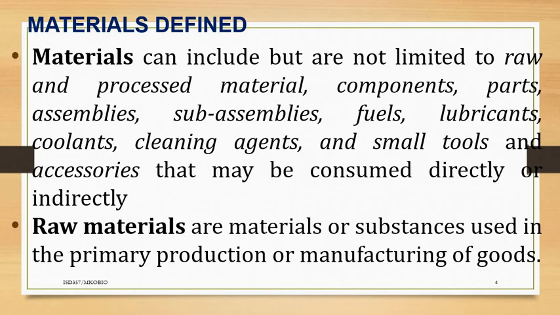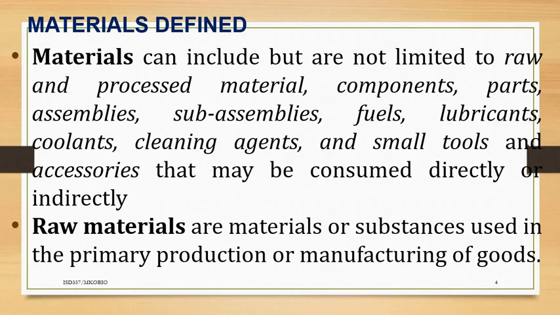So what then is materials? Materials include, but are not limited to, raw materials and process materials, components, parts, assemblies, sub-assemblies, fuels, lubricants, coolants, cleaning agents, and small tools and accessories that may be consumed directly or indirectly. So when we talk of materials, you are not only talking of raw materials, but any form of material that makes sure that the effective running of the business becomes their top priority. That makes sure that if you get these materials, we can perform this operation. Even the smallest material is also called materials. You get it?